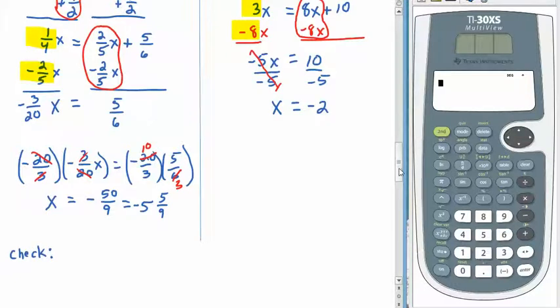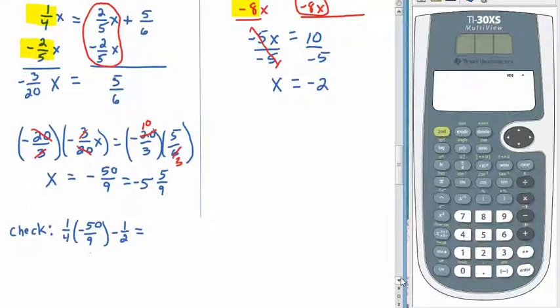I think I lost my original equation. Hang on a second. All right, so let's see. The original equation was 1/4 of an x. Let's use the improper fraction because it's a little nicer when we're working by hand. 1/4 of an x minus 1/2. And that was the left-hand side. Remember, when we're checking, we're trying to make sure that the left-hand side and the right-hand side are equal.